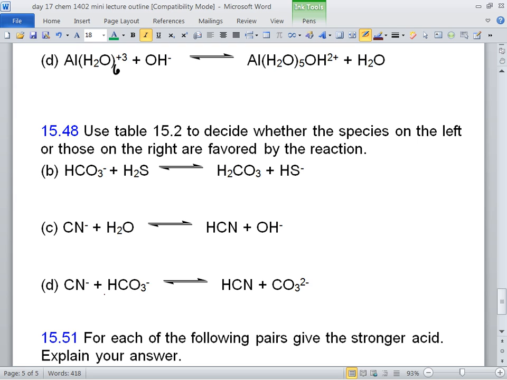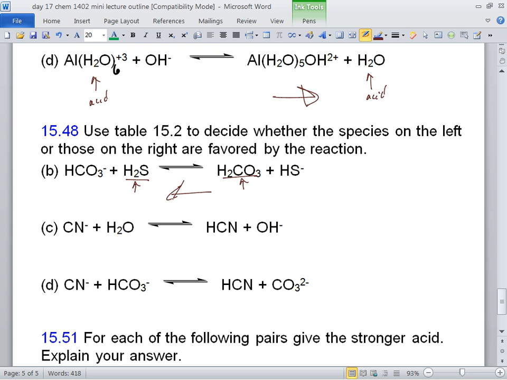So what'd you say for D? I mean for this one. Going towards products again? Let's see, so we're comparing... All right. How about for 48B? What did you say, Kenneth? Reactants or products? First tell me what the two acids are. H2S and H2CO3. So which one's weaker?